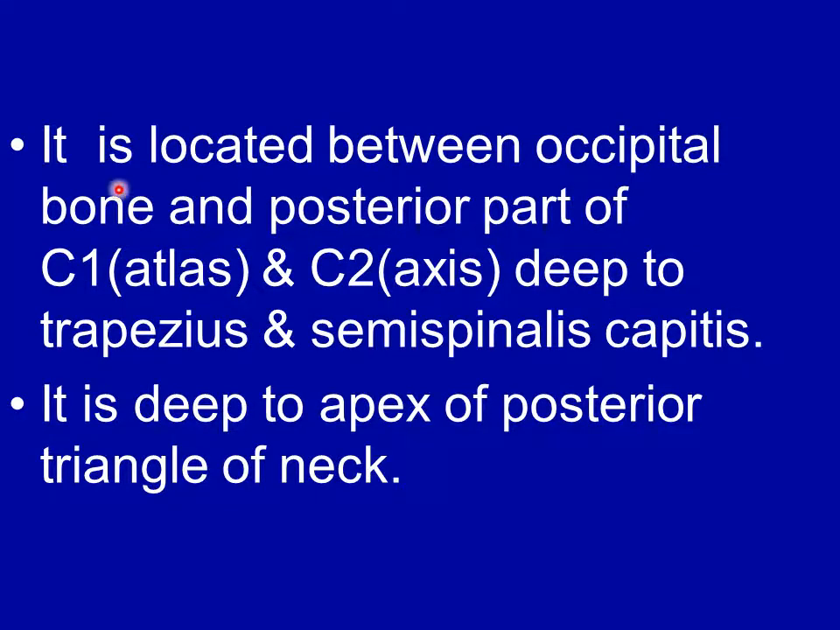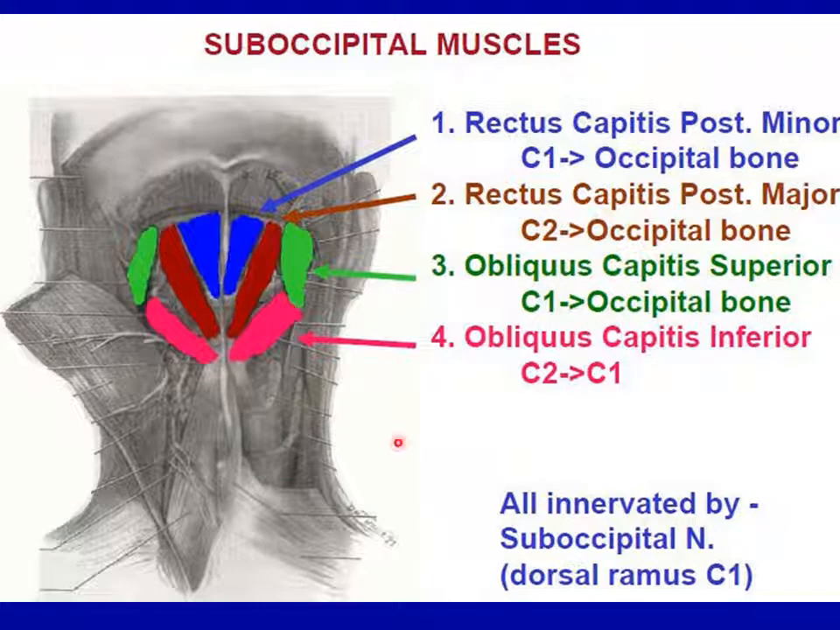The suboccipital triangle is located between the occipital bone and the posterior part of C1 and C2, deep to the trapezius and semispinalis capitis muscles. It is deep to the apex of the posterior triangle of the neck. We have already discussed the suboccipital muscles, that we have the rectus capitis posterior major.